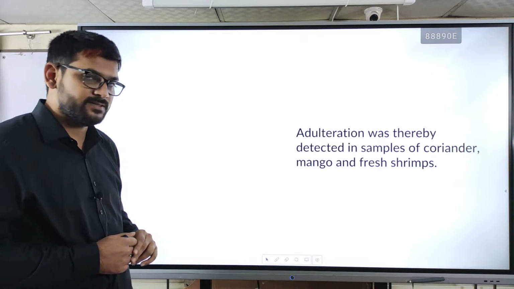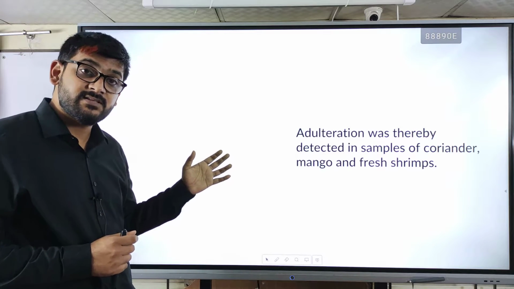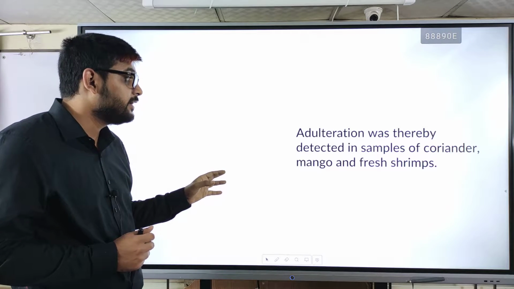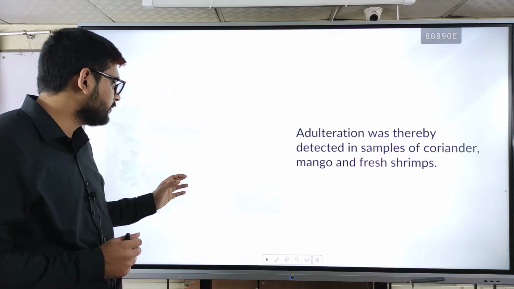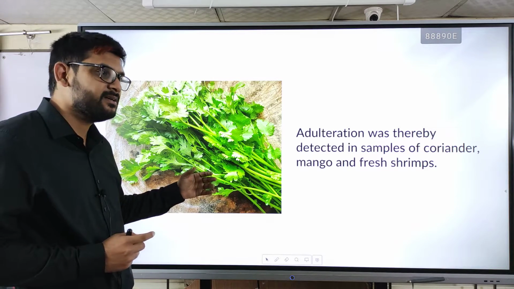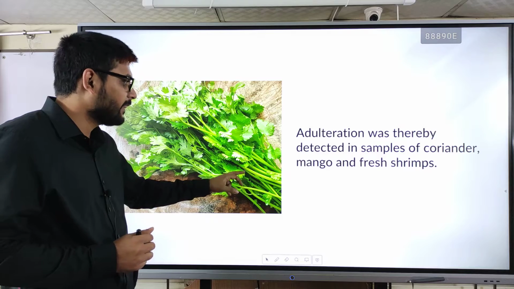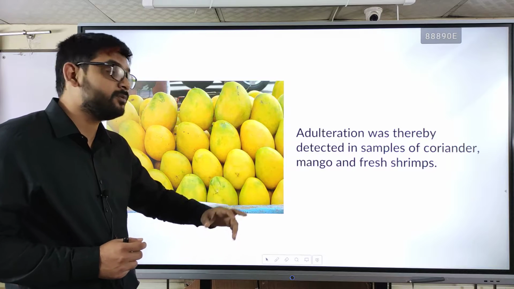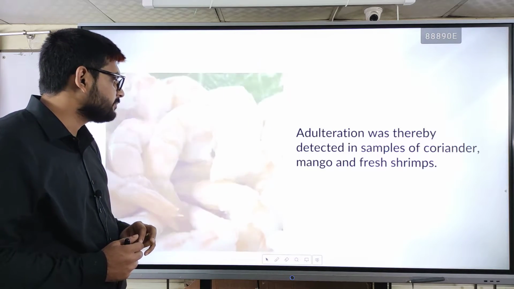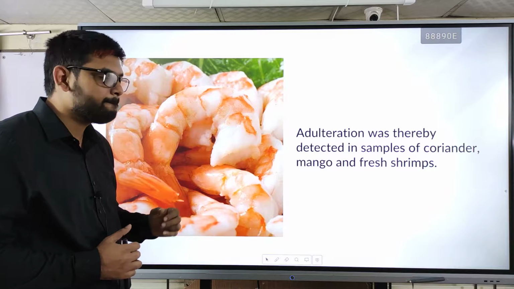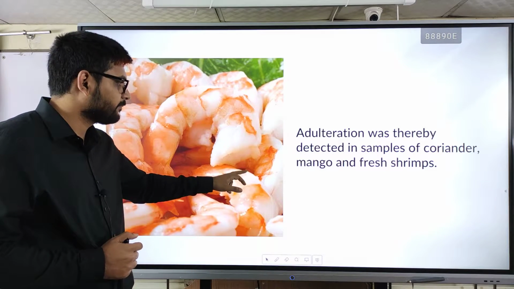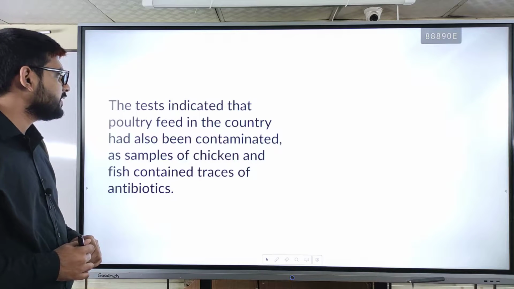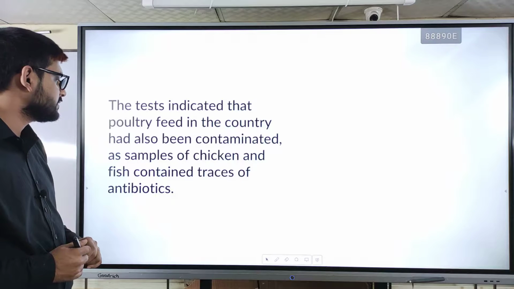Adulteration was thereby detected. After analyzing these 66 samples using the HPLC method, they detected some adulteration in samples of coriander. You know coriander? We call it cilantro or dhone pata. They also found that mango is contaminated with formaldehyde or formalin, and fresh shrimps also contain formaldehyde. The tests indicated that poultry feed in the country had also been contaminated.